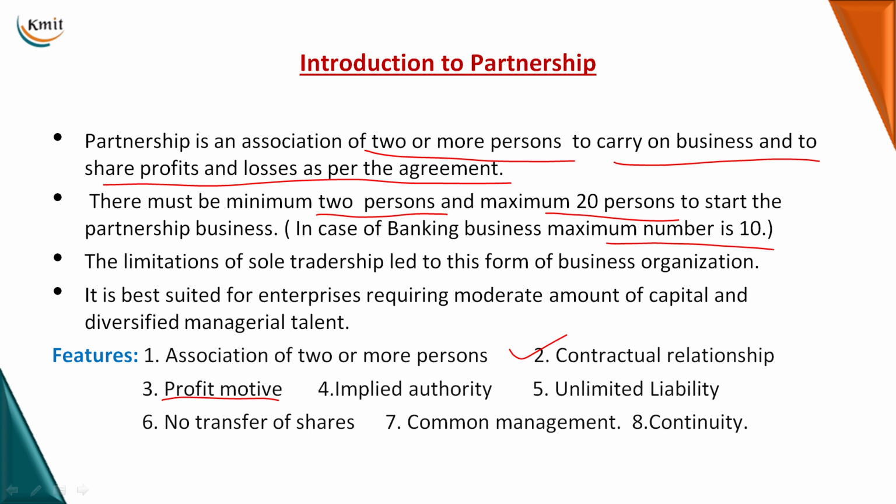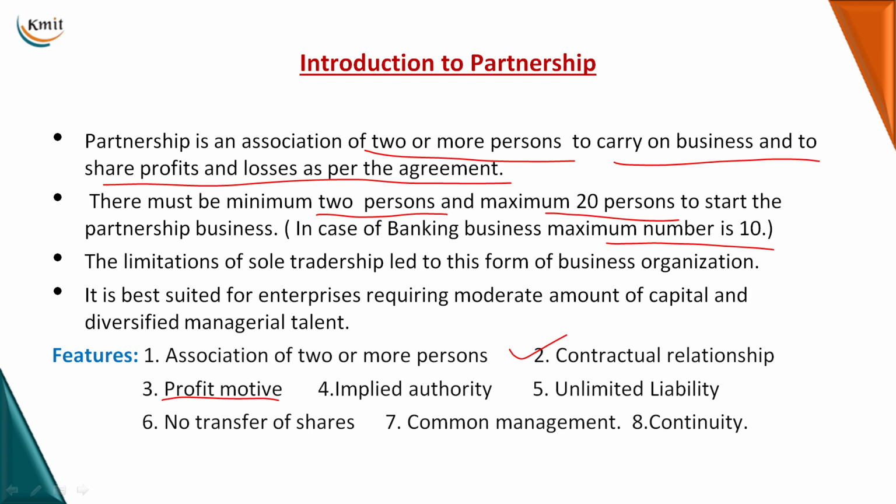And it's an implied authority. One of the features of a partnership concern is implied authority. That means the authority of a person to bind the firm by his actions done in the usual way of the business carried on by the firm.